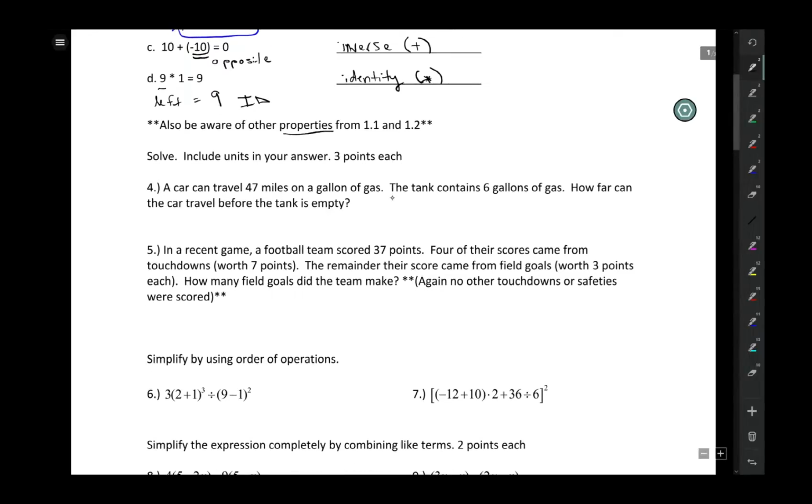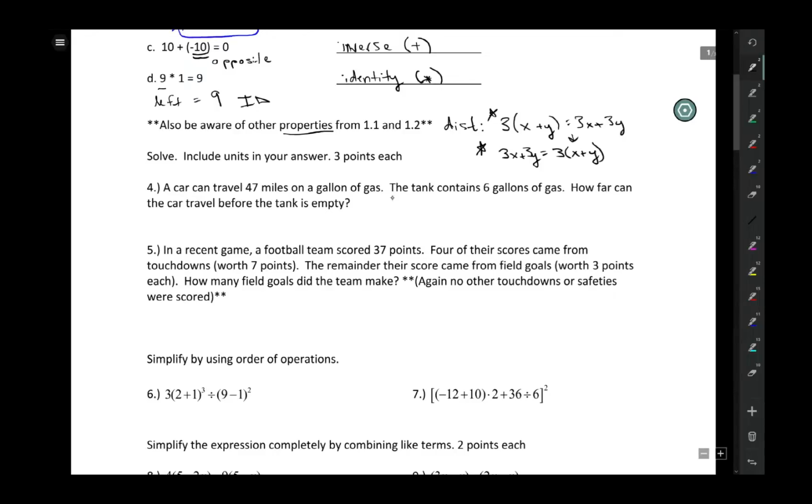So distributive. Specifically, reverse distribution. So recognizing this in both ways. Okay, that will help you as well.